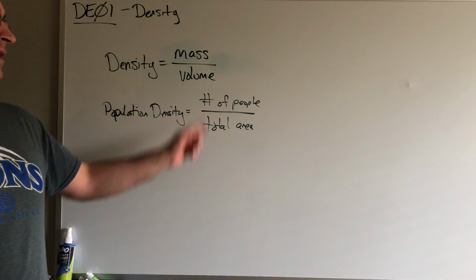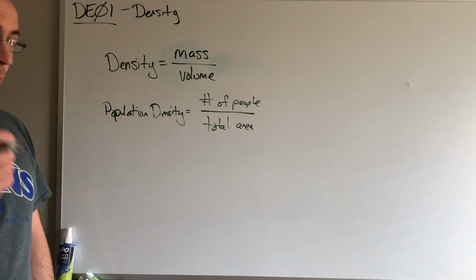So when we talk about population density, we want to do the number of people over or divided by the total area.